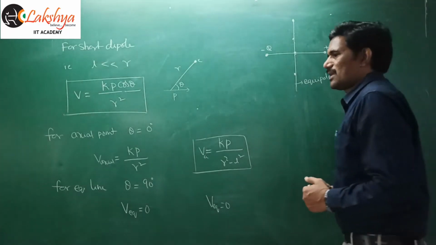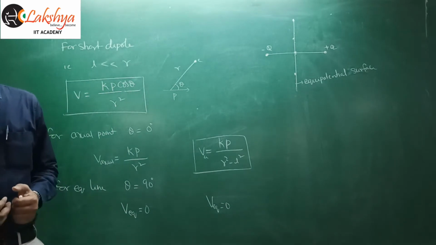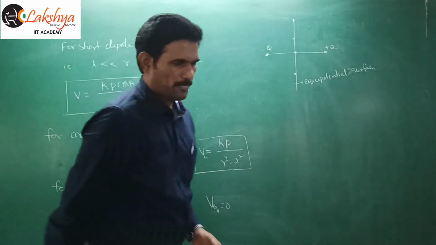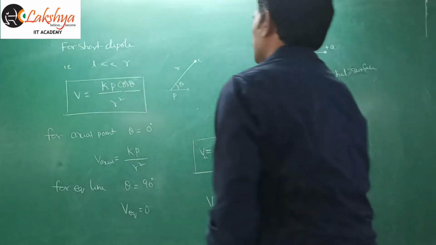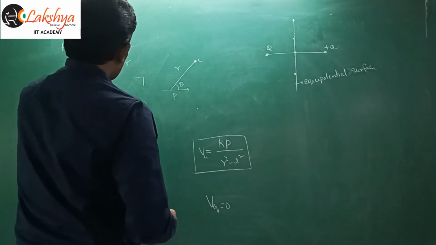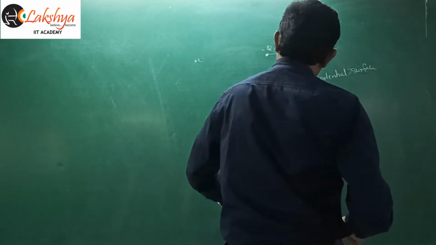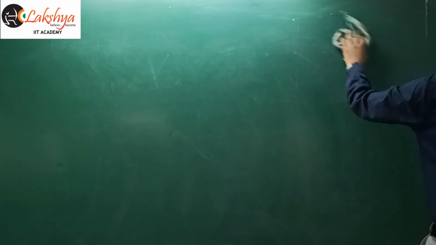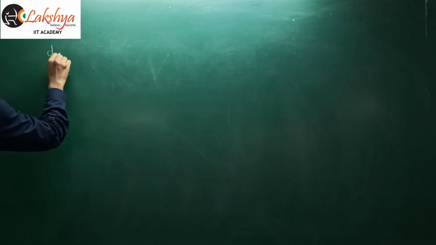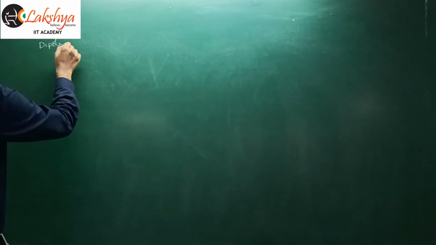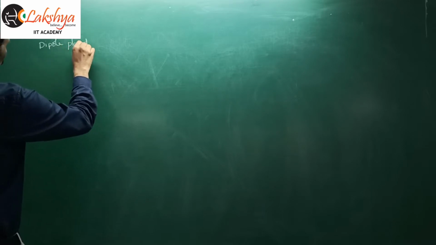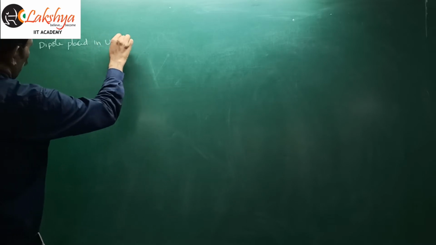And next, this was simply the potential calculation due to this dipole. Next let us see the effect of an electric field on this dipole: when a dipole is placed in, first we discuss a uniform electric field, later a non-uniform electric field. So I will write directly: torque acting on a dipole placed in a uniform electric field.